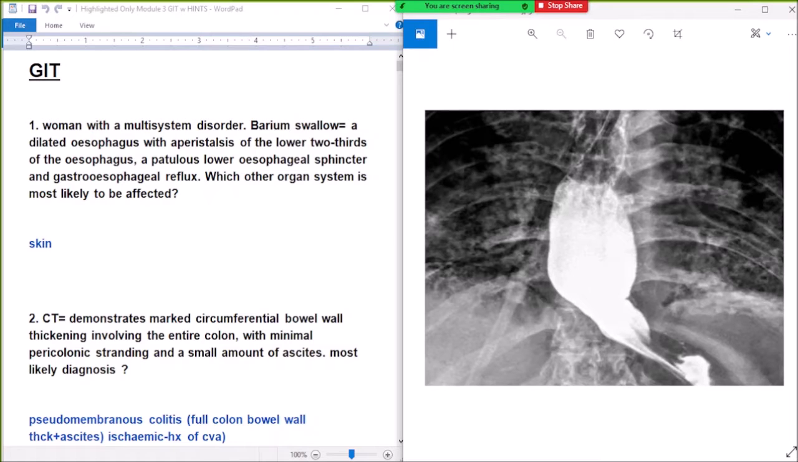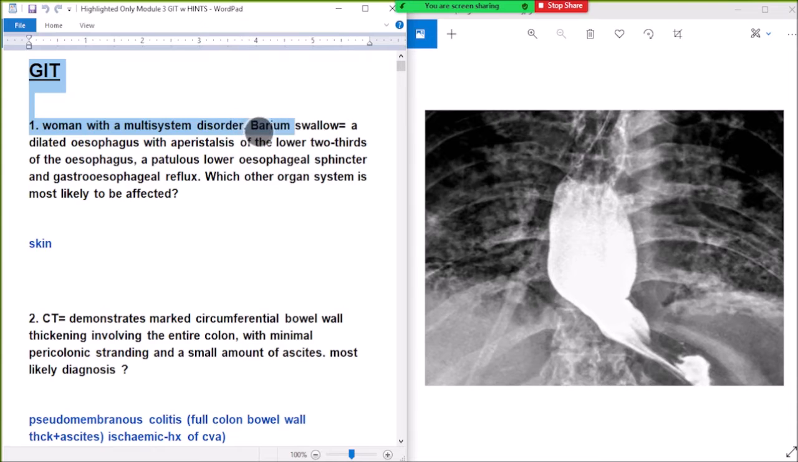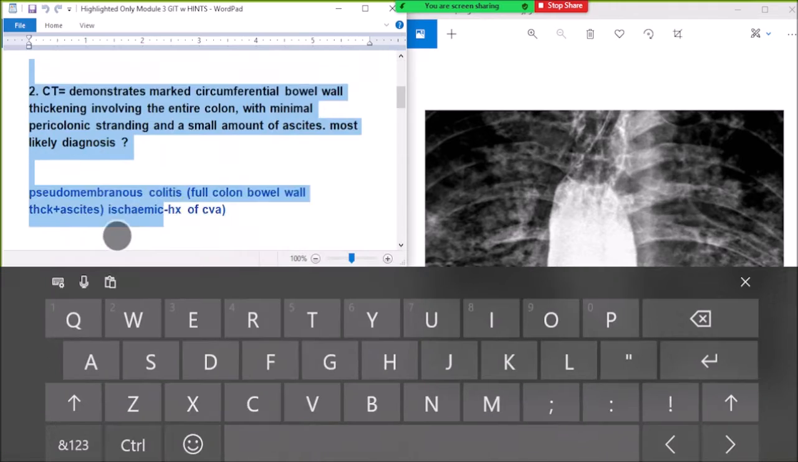चलिए स्टार्ट करते हैं। क्वेश्चन नंबर 1, GIT, barium swallow. A woman with multi-system disorder: barium swallow shows a dilated esophagus with aperistalsis of the lower third of the esophagus, a patulous lower esophageal sphincter and gastroesophageal reflux. Which organ system is most likely to be affected?